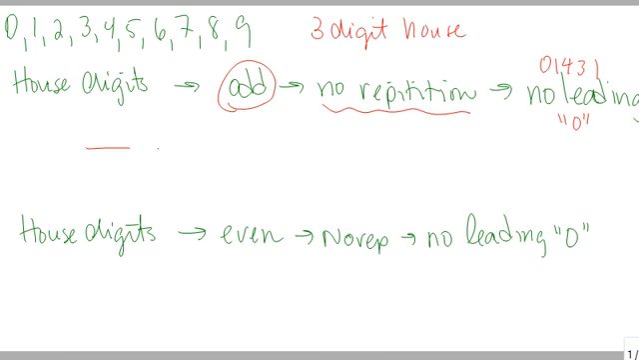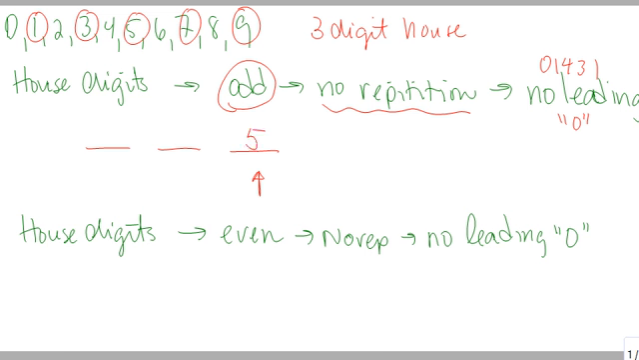So I'm going to make a little picture, and I'm going to concentrate on the odd part to begin with. And since it's odd, it means that it could end with a 1, a 3, a 5, a 7, or a 9. So there are 5 choices for the final position.